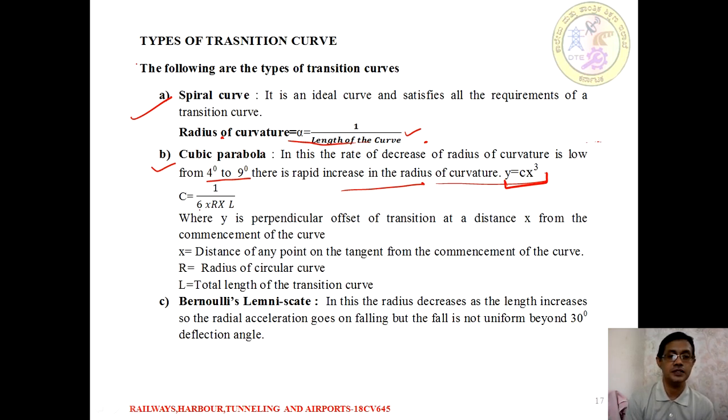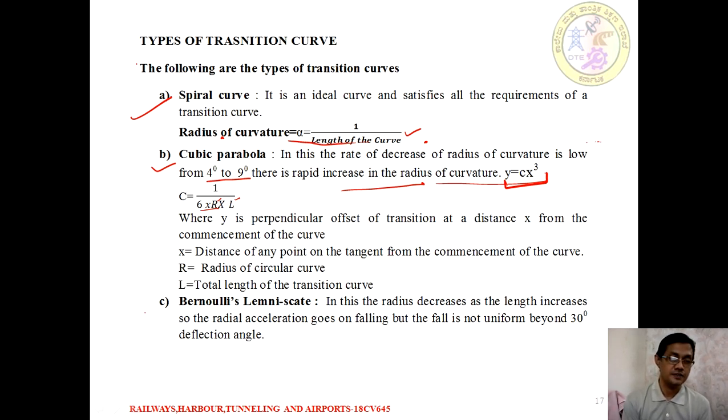It is just a product of 1 by 6 of the radius of the curve and L, where L is the total length of the transition curve, and x is measured as the distance of any point on the tangent from the commencement or starting of the curve.